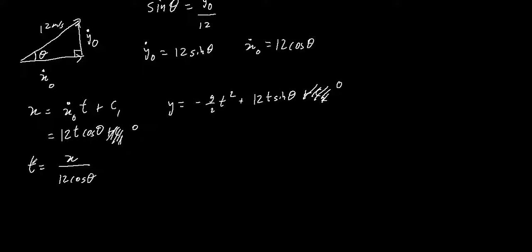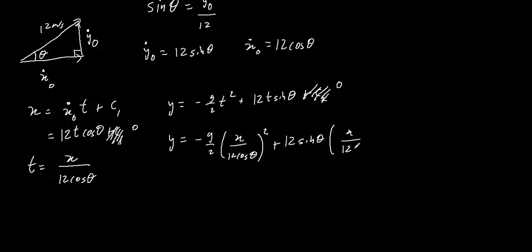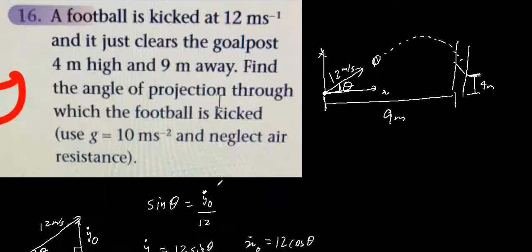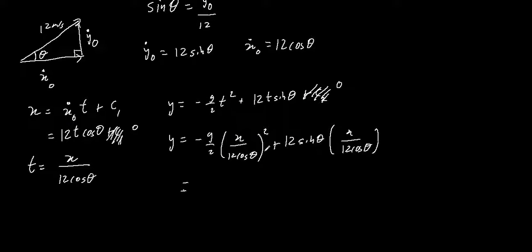But anyway, substituting this back in, so I'd have y is equal to minus g on 2, x on 12 cos theta squared plus 12 sine theta times x on 12 cos theta. And that's it. Yeah? What can I do here? Actually, what I'll do is I'll leave it at this. Find the angle of projection. So now I am solving for theta, but I need another piece of information.